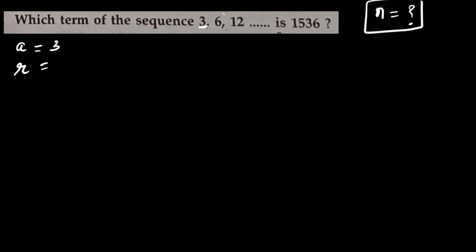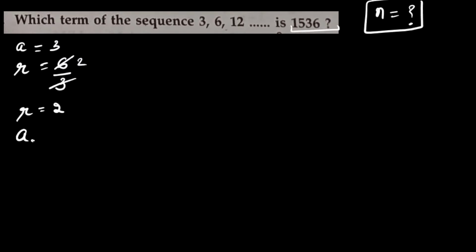How can we find r? Second term divided by first term. Here the second term is 6, divided by the first term, which is 3. If I divide both of them, I get the value of r equals 2. So I know the value of a, I know the value of r, and this is also given to us: 1536. This is the term we have to find.